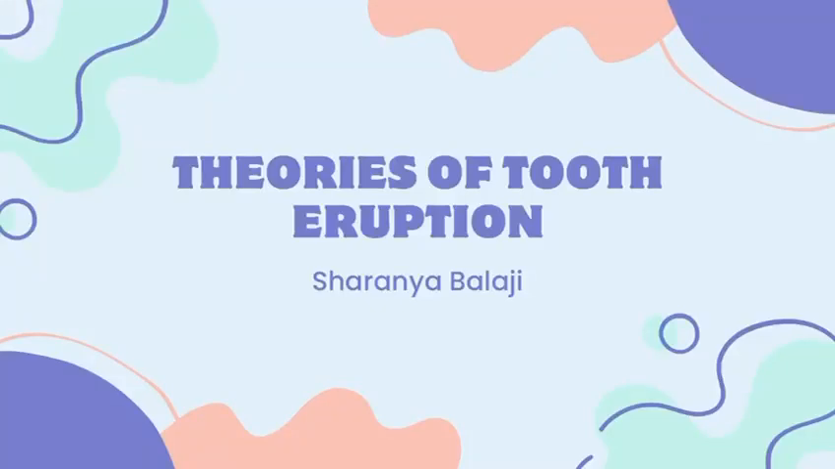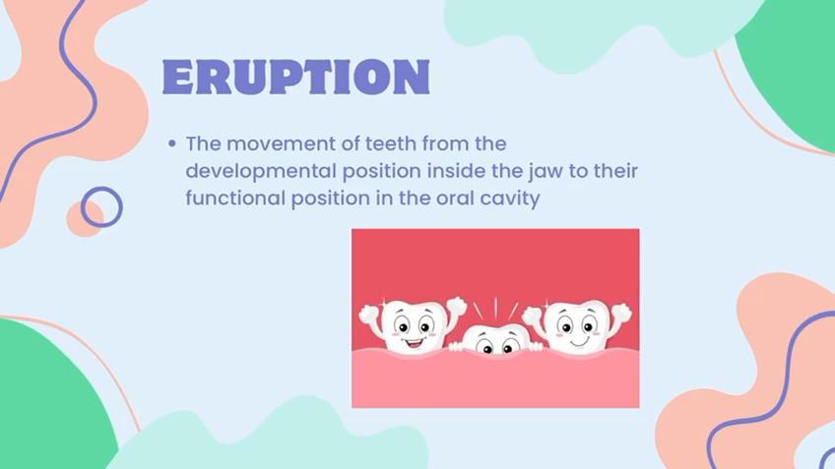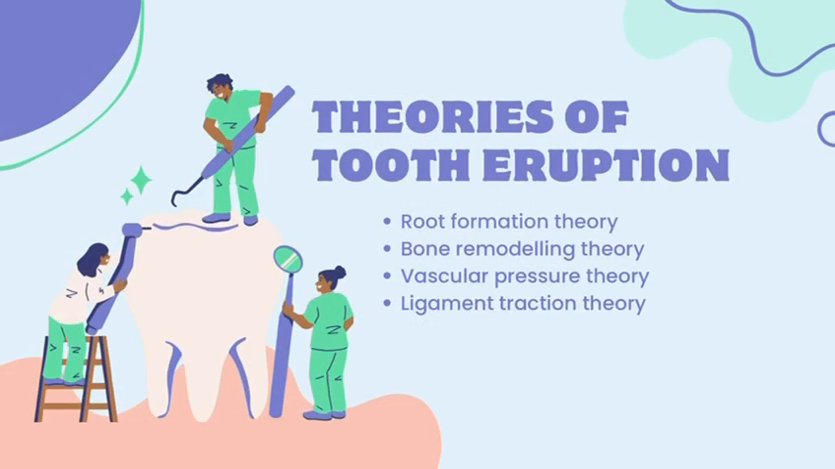Hi everyone, we are going to look at theories of tooth eruption. So eruption is the movement of teeth from the developmental position inside the jaw to their functional position in the oral cavity. So the theories of tooth eruption include root formation theory, bone remodeling theory, vascular pressure theory, and ligament traction theory.